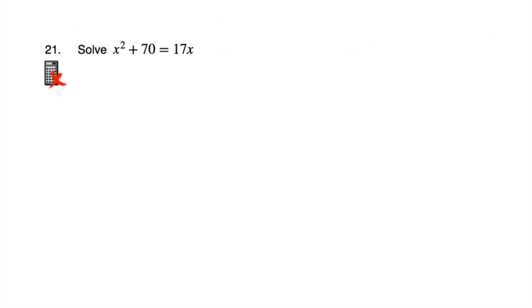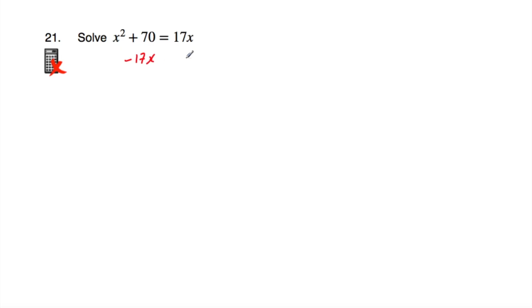Okay, question number 21, we've been asked to solve x squared plus 70 equals 17x. So again, this doesn't equal 0 on the right-hand side. We want it to be all on one side and then equal 0 on the other side. Because the x squared here is positive on the left-hand side, I'm going to want to keep it on that side. But that means I want to get rid of the 17x on the right-hand side. So I want it to equal 0 on this side. So I'm going to take 17x off both sides. So it's minus 17x and minus 17x.